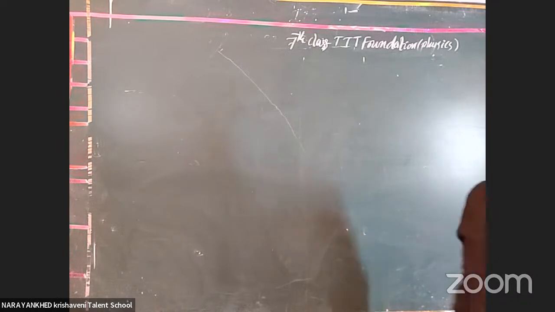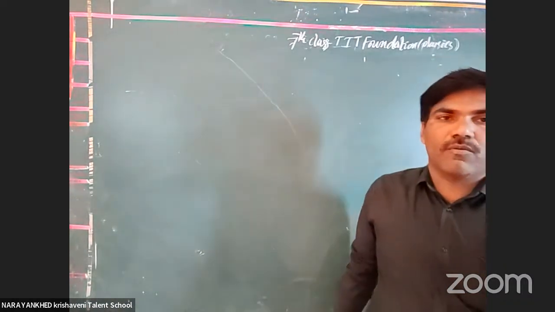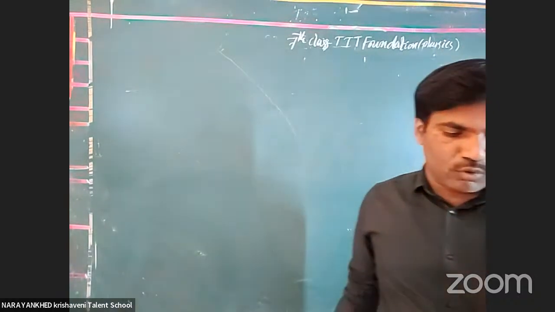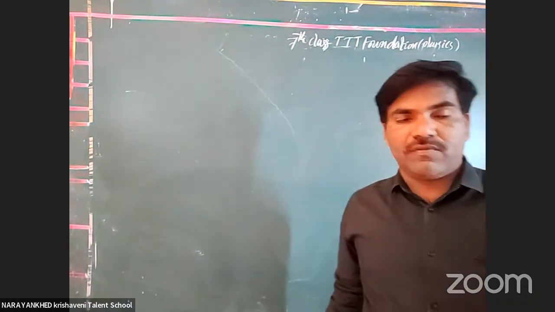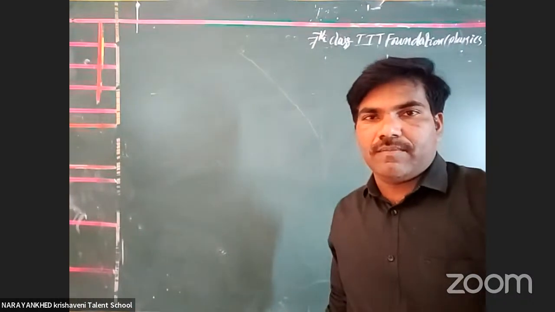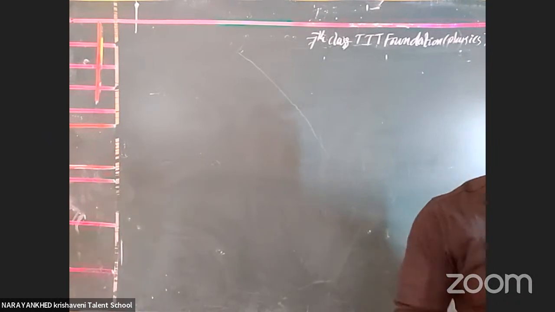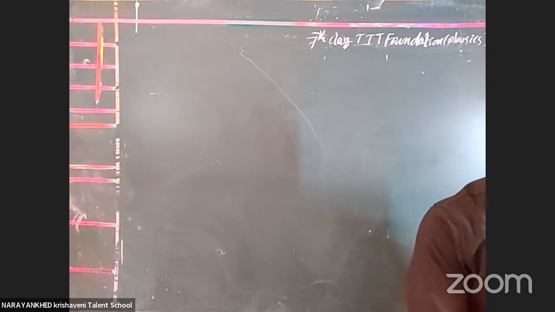In the last class, we already took the introduction. The equations of motion are very important for solving kinematical problems. Why? Because the equations of motion give the relation between initial velocity, final velocity, acceleration, and the time taken. These are all the relations that are there.